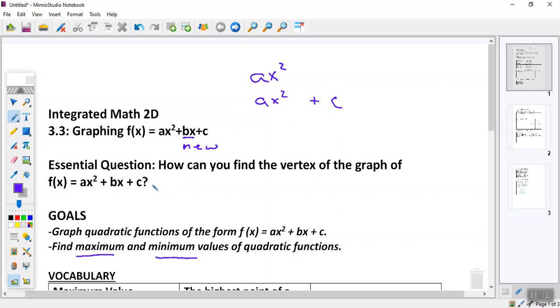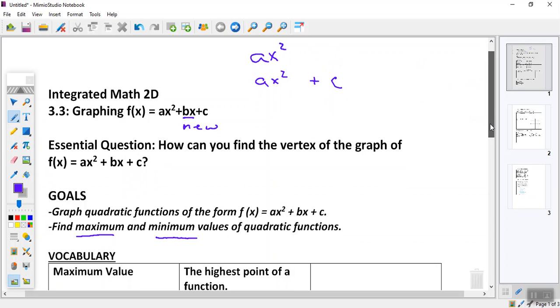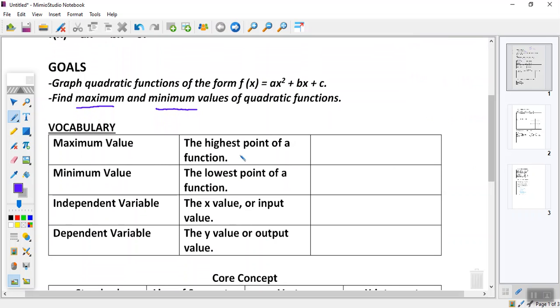So what we're really exploring today is what impact does this b value have, or how do we manipulate b to help us answer these questions right here, to find a minimum and maximum. So let's get rolling on some vocab first. First term I have is maximum value. And the maximum value is going to be what, kids?